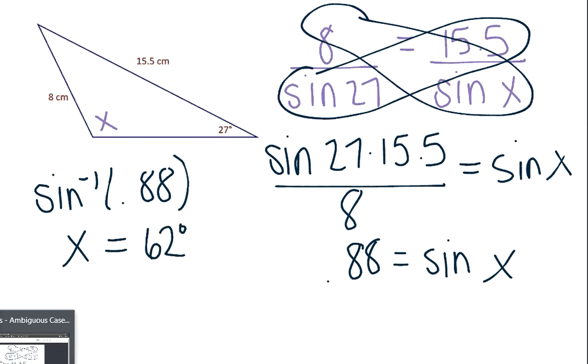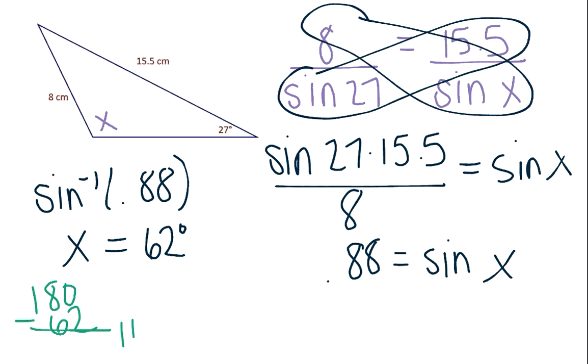So here's where I stop and think, okay, is there another option? So what I do to figure this out is I start by subtracting that angle from 180 because this means that there's another possible angle in quadrant 2. So when I subtract these, I get 118 degrees.